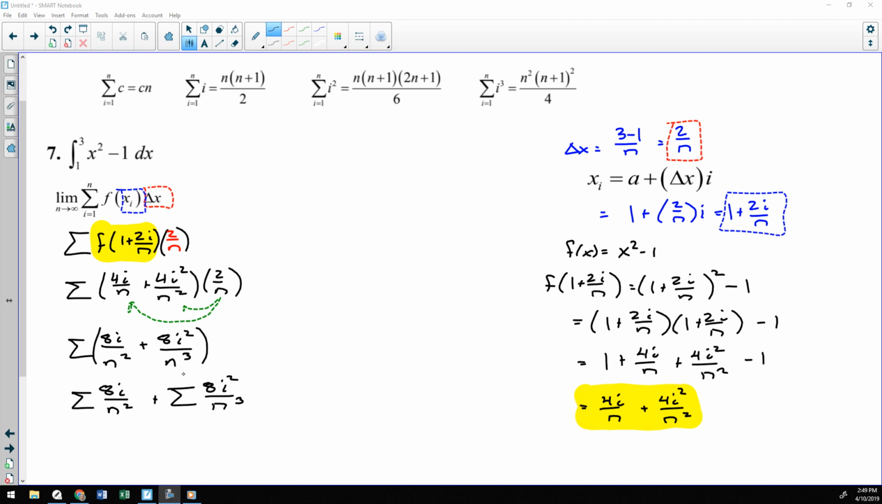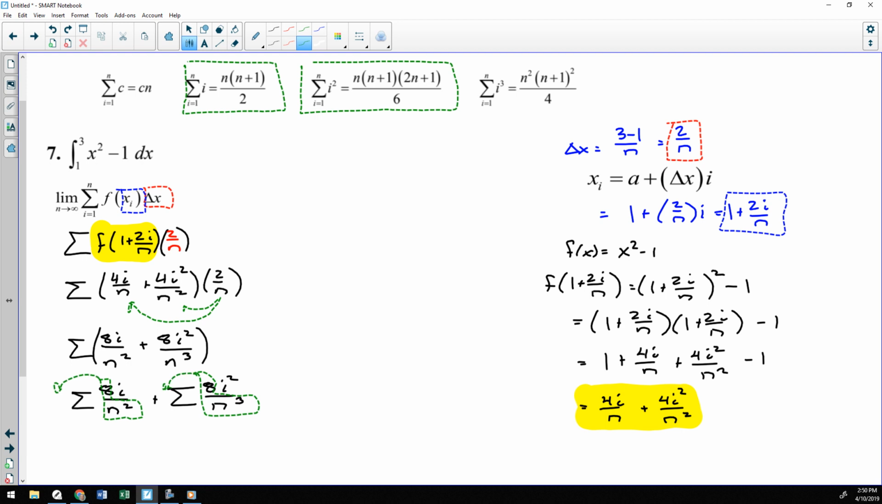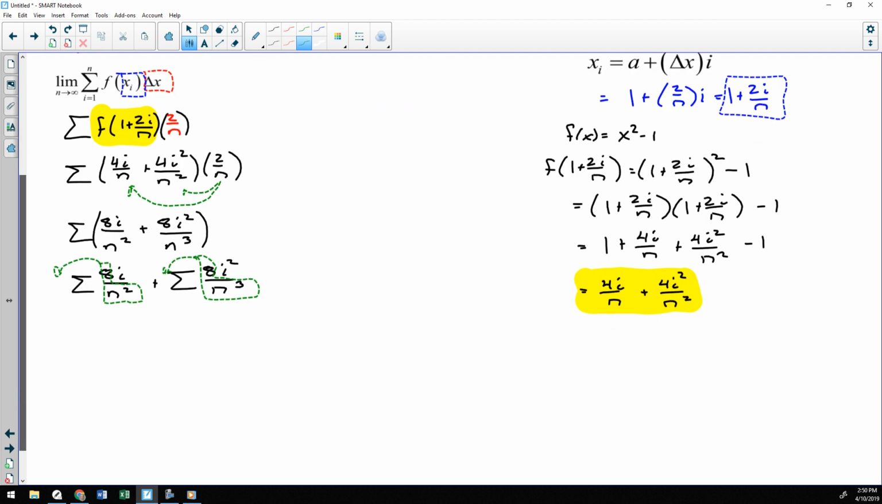2 summations. And then, just like the last problem, I'm trying to steer towards one of these 4 formulas up here, and I see an i and an i squared, so I'm looking towards using the sum of i and using the sum of i squared, and I can do that when I take out the constants of 8 over n squared and 8 over n cubed. So when I take those 2 constants out, I will have the sum of only i and i squared as i goes from 1 to n.